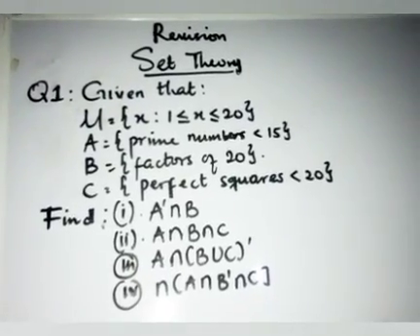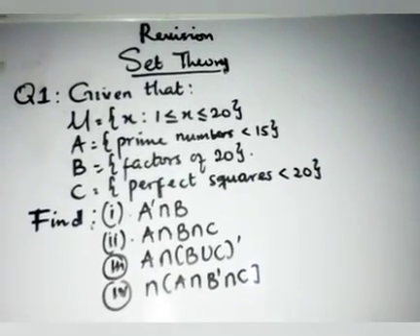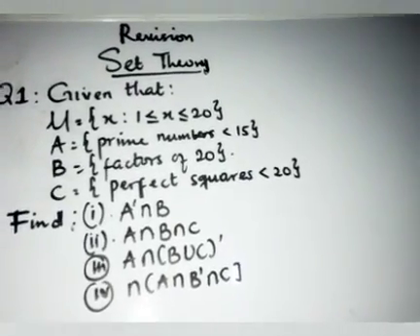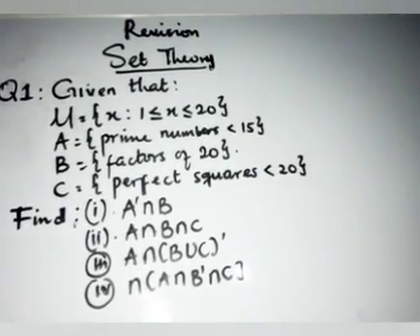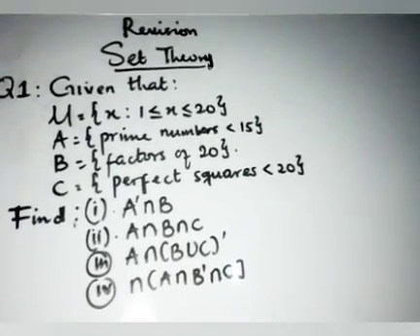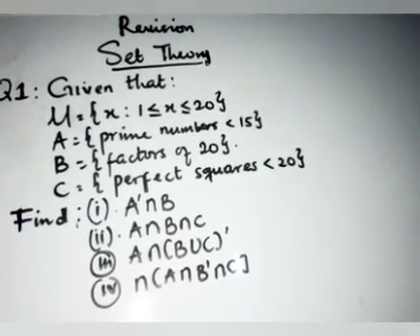Today we shall be looking at a revision on set theory using some certain questions. Question 1 says, given that the universal set is a set of numbers greater than or equal to 1 but less than or equal to 20.